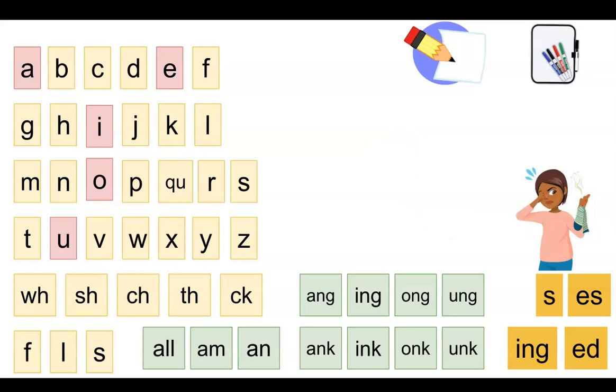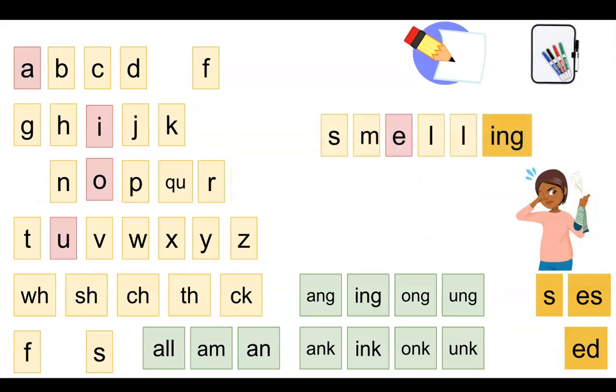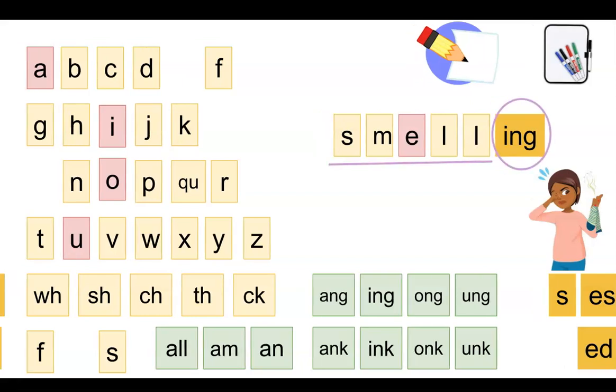Nice job! You should have written s-m-e-l and then add ing to make it smelling. Don't forget that bonus L in the base word smell. The sister was smelling her brother's dirty sock. Can you underline the base word and circle the suffix? Fantastic! The base word is smell and the suffix is ing.